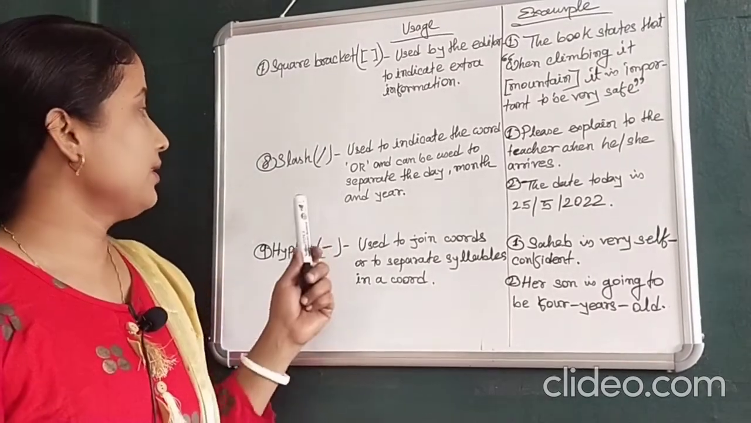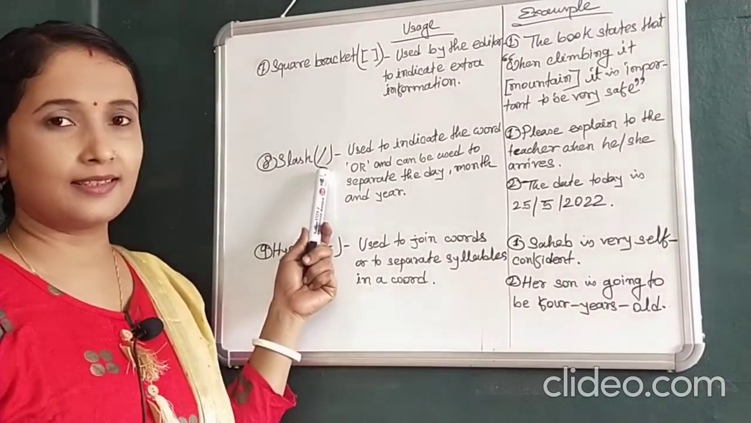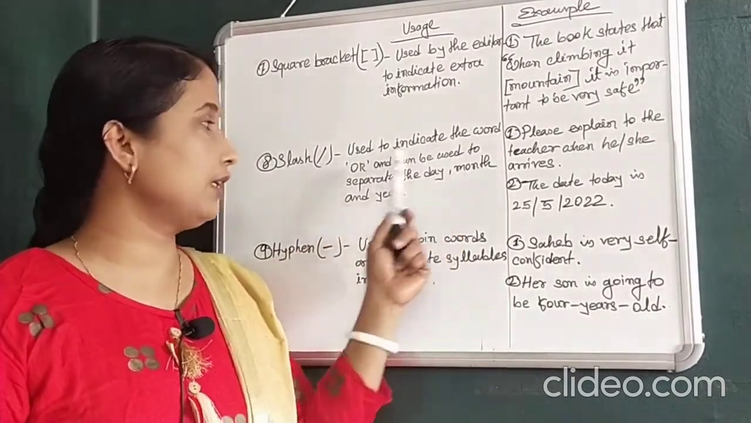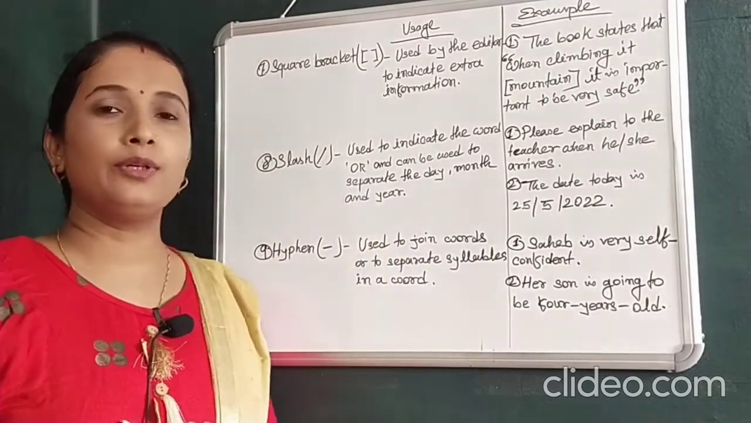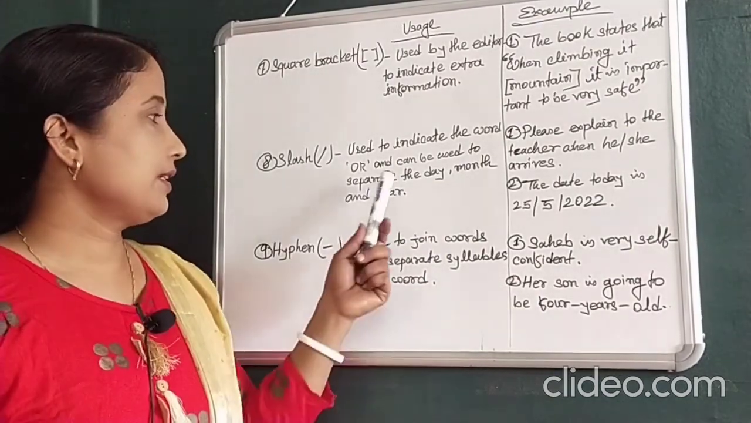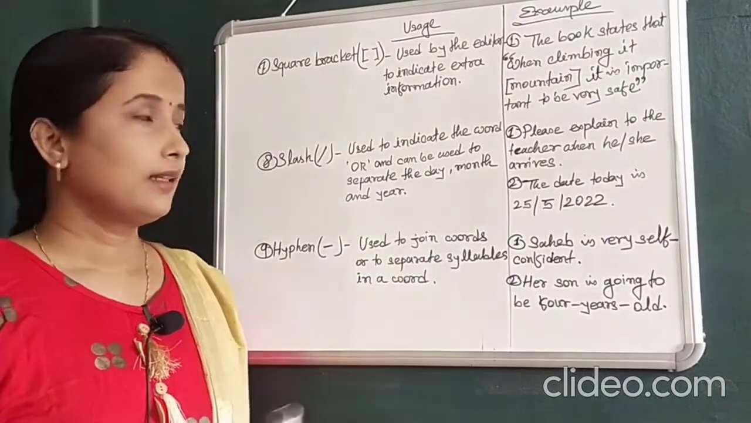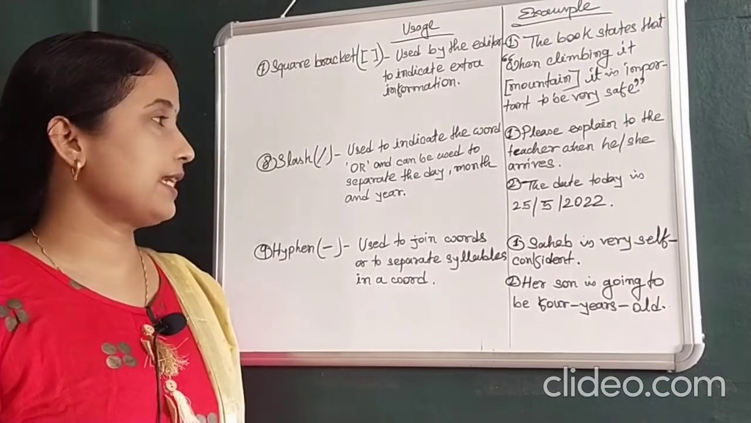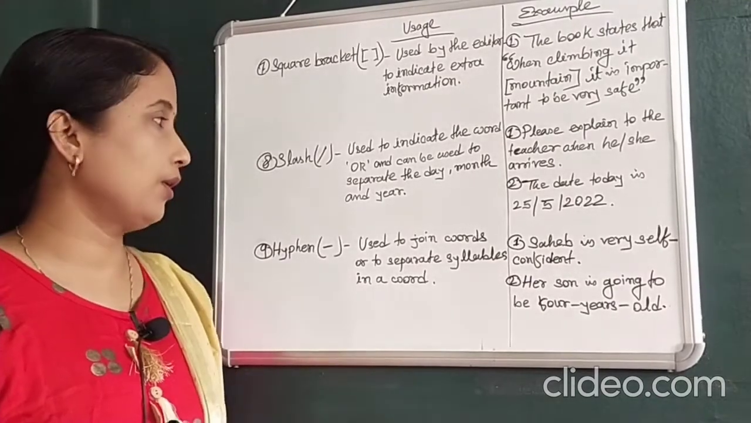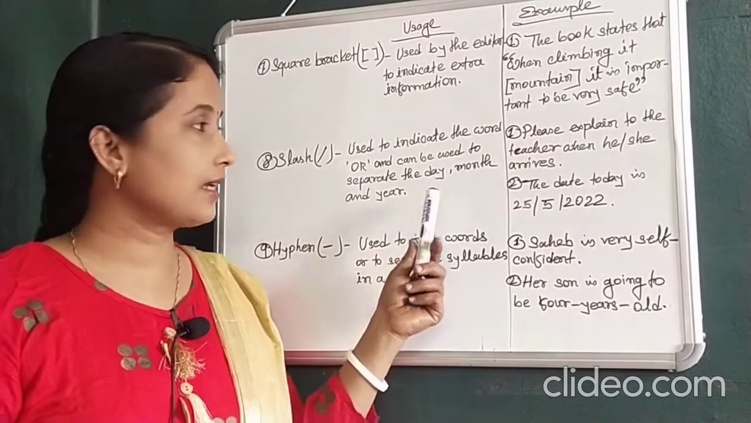Okay. Next punctuation mark is slash, and this is the symbol of slash. Now when we use slash, it is used to indicate the word or. We use slash as the alternative of or, and it can be used to separate the day, month and year. Let's see an example.